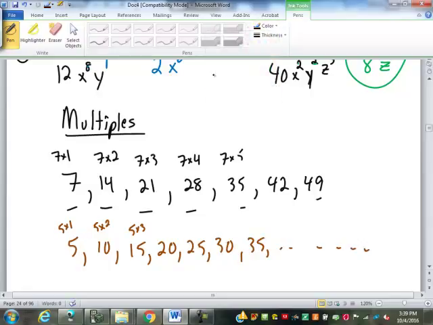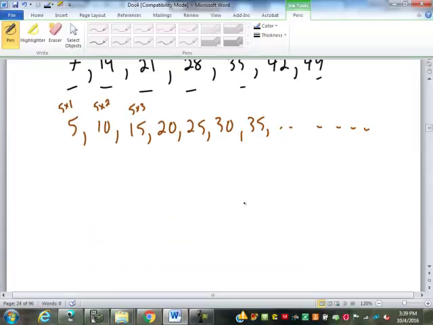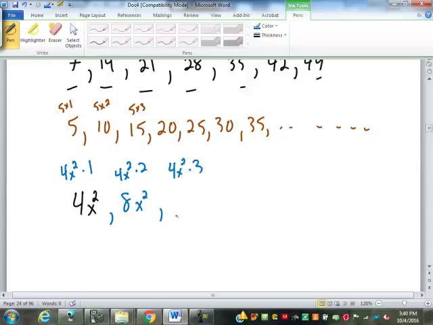So if we're just dealing with the numbers, the multiples are relatively straightforward. If I have 4x squared, well, this is 4x squared times 1. What would 4x squared times 2 be? 8x squared. 4x squared times 3, 12x squared, and so on.